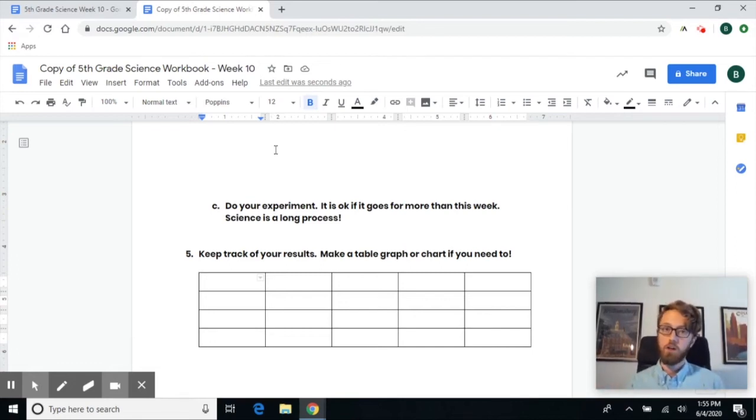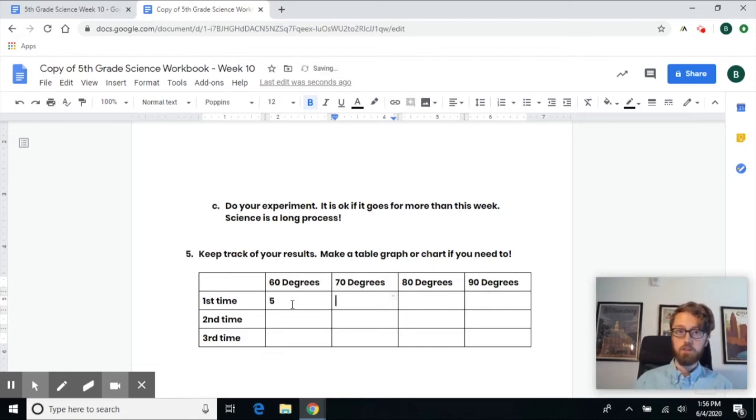I want you to start working on your chart. Come back and look at mine when it's ready. So here's my completed data chart. I have the 4 different temperatures along the top, and then down the side I have the 3 different times I'm going to do it. In the middle of my chart, I'm going to record how many times the firefly flashes. So for example, the first time I did it, if it flashed 5 times in 60 degrees, 7 times in 80 degrees, 8 times in 80 degrees, and 9 times in 90 degrees, I have some data now. I'm going to do my experiment again to make sure I get something similar.